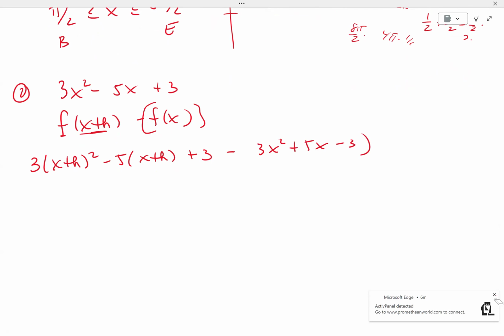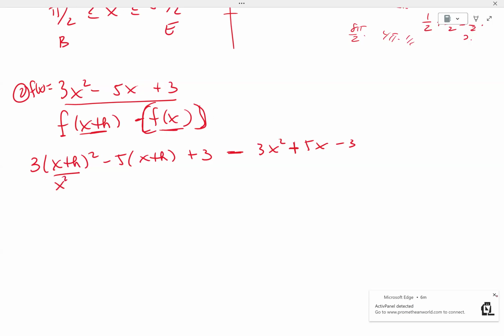I guess I can take those away because I already distributed it, right? So this is the part some people are missing. We have to do minus the function. So that means I take this function f, which is right here, and times it all by a negative, which is minus 3x squared plus 5x minus 3.